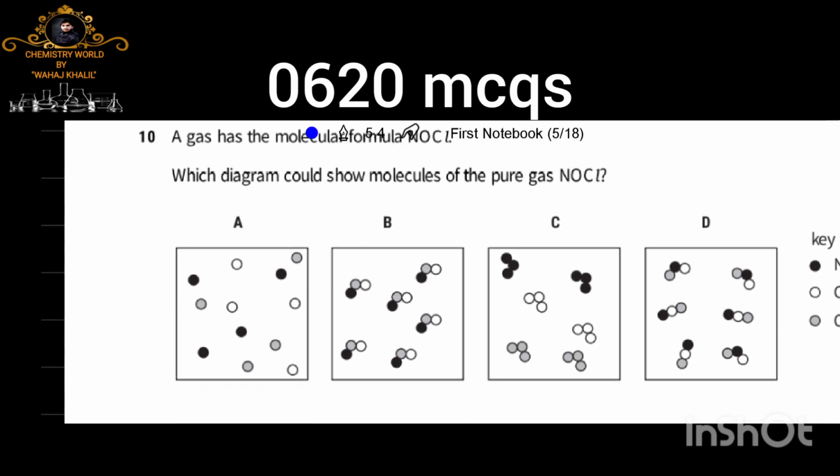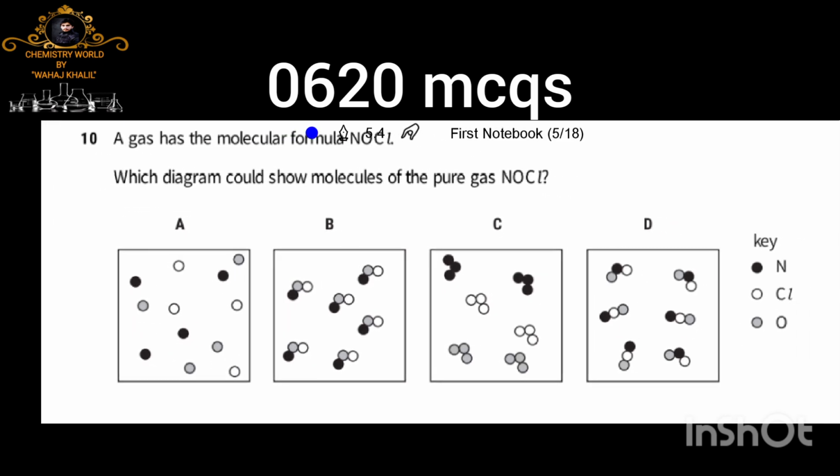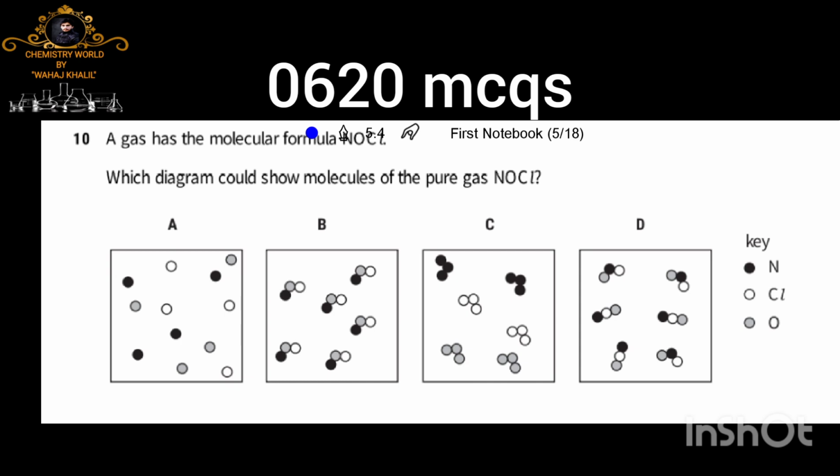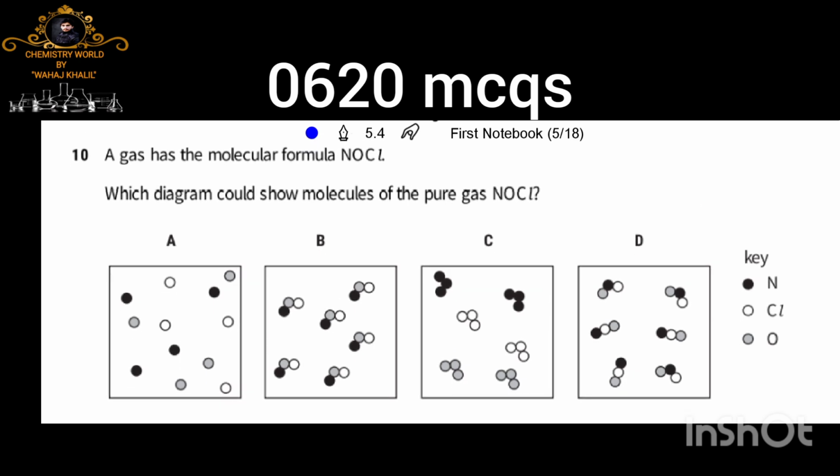MCQ number 10. A gas has a molecular formula of NOCl. So which diagram could show a molecule of a pure gas, NOCl? N is represented by a dark dot, Cl with white, and O with a gray dot.